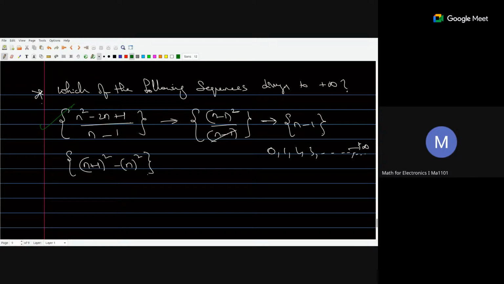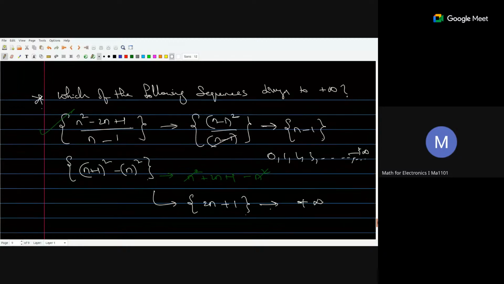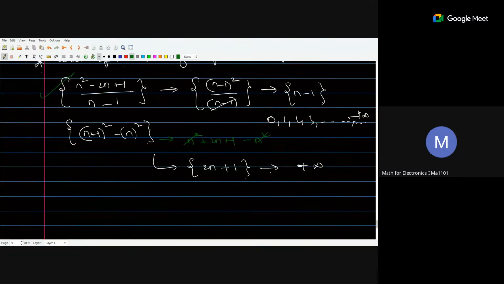And the next one you can also simplify. N plus 1 whole square is n square plus 2n plus 1 minus n square. So this and this will get cancelled out, and this sequence can be written in another way, 2n plus 1. Again, as n tends to infinite, this will diverge to plus infinite. So both are correct. Both are the sequences which diverge to plus infinite.